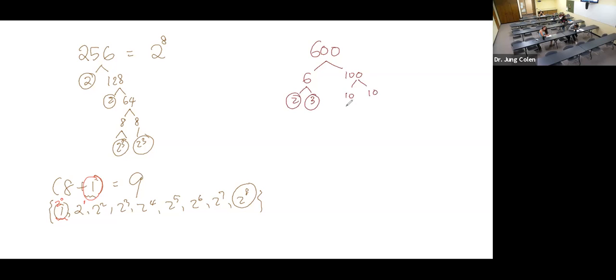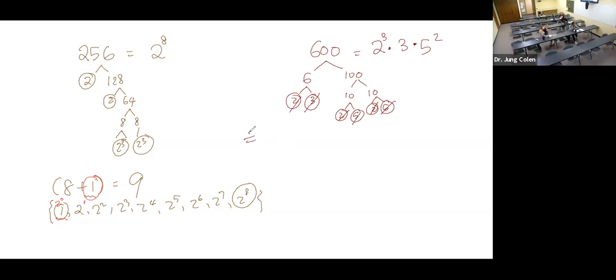10 and 10 are composite, they're not prime, so 2 by 5. Very good. And 2 by 5. We are done, right? Which is 2 to the what power? 1, 2, 3. 2 to the third. We have 3. And yeah, 5 squared. Very good. So 600 can be factored as 2 cubed, 3 times 5 squared.